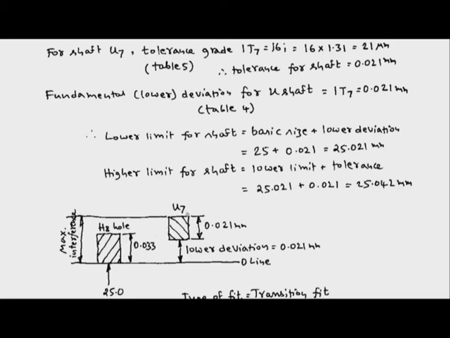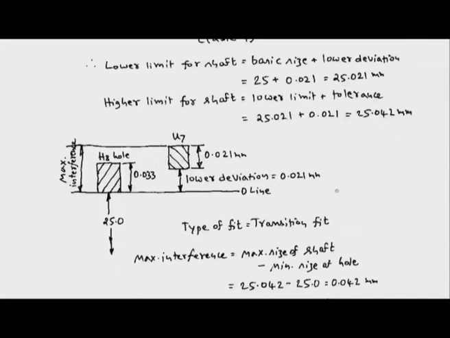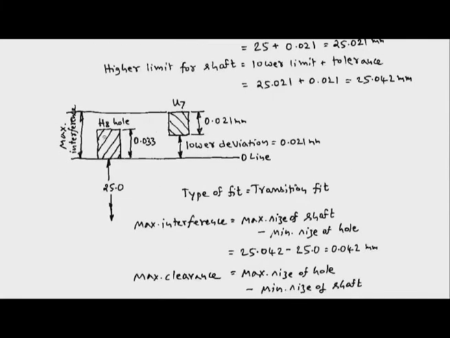And then to get the upper limit of the shaft, we have to add the tolerance value to the lower limit of the shaft, then we get the higher limit of the shaft to be 25.042 millimeter. Now all values are indicated on this picture. This is an H8 hole with the tolerance value of 0.033 millimeter, and the lower size of the hole is equal to the basic size, and by adding the tolerance value to the basic size we get the upper limit of the hole.